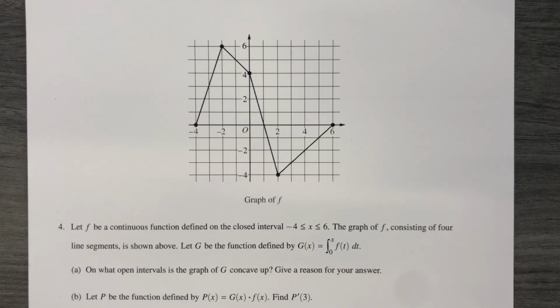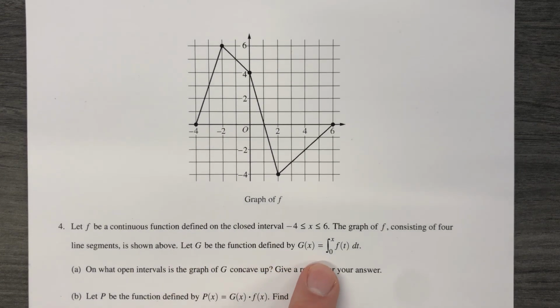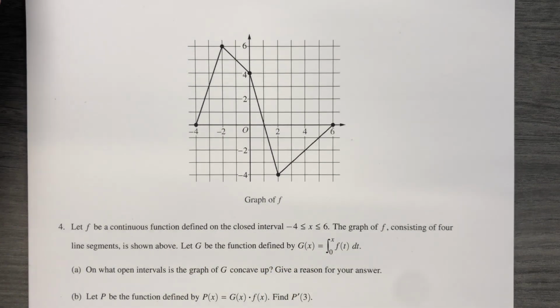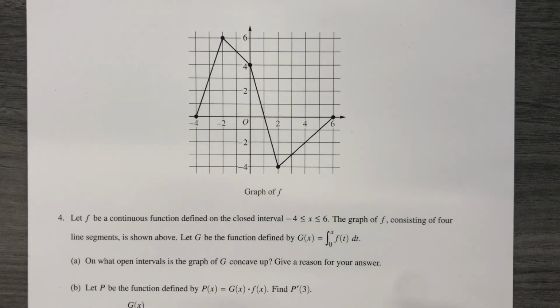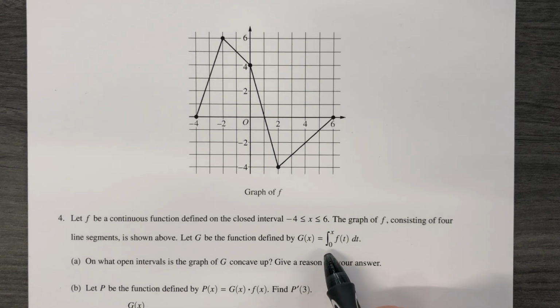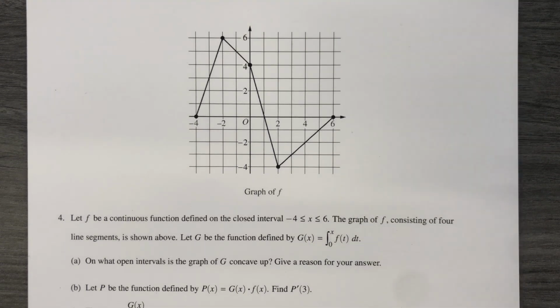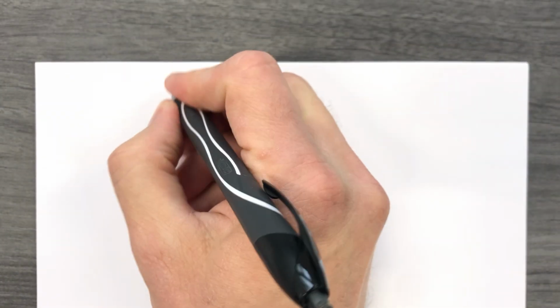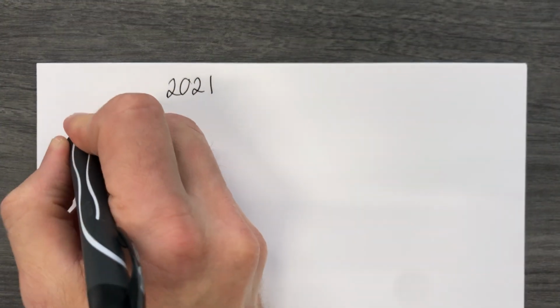linear. Let g be the function defined by g of x equals the integral from 0 to x of f of t dt. And I would like to go ahead and point out that g is the integral of f. And so before I really get too far with this, and you don't have to start with this idea, but this is where my mind goes.